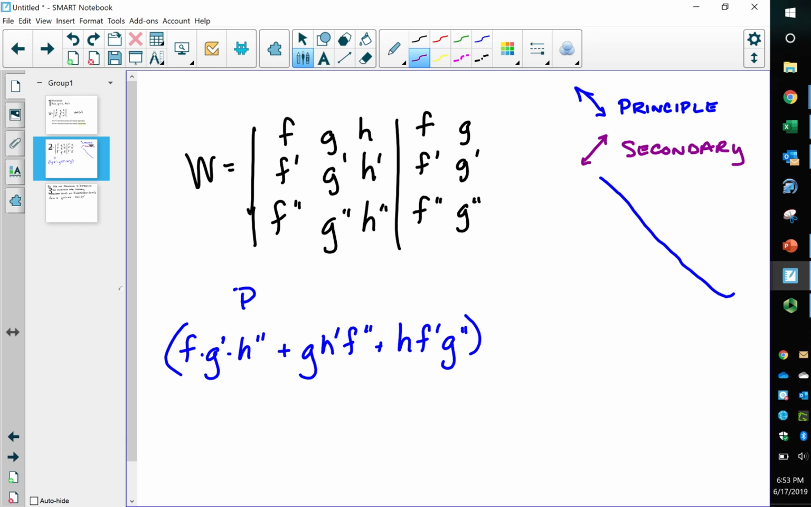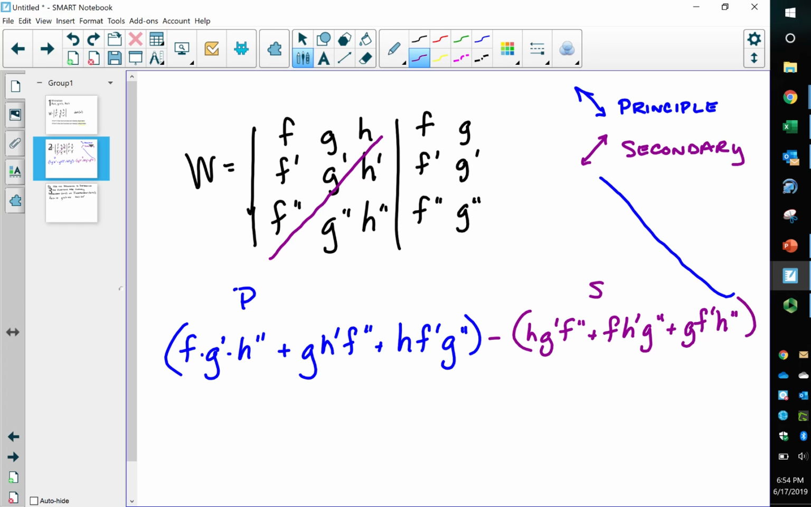Then what can be referred to as your secondary diagonal are the ones that go up to the right. And it doesn't matter if you start at the front end, or some people start at the back and then move their way in. Doesn't make any difference. But we're going to subtract our secondary diagonals. So our secondaries are going to be h times g prime times f double prime, plus the next one will be f times h prime times g double prime. And our third one will be g times f prime times h double prime.